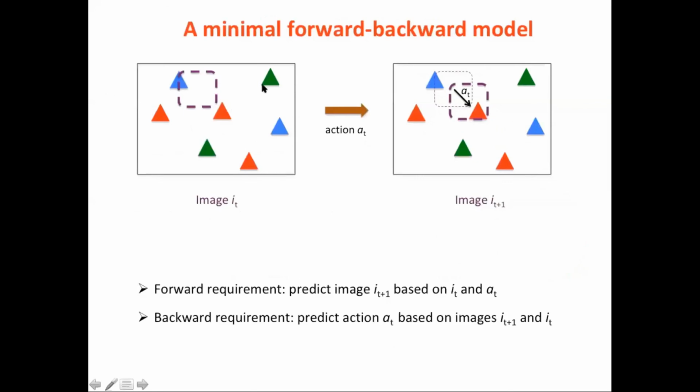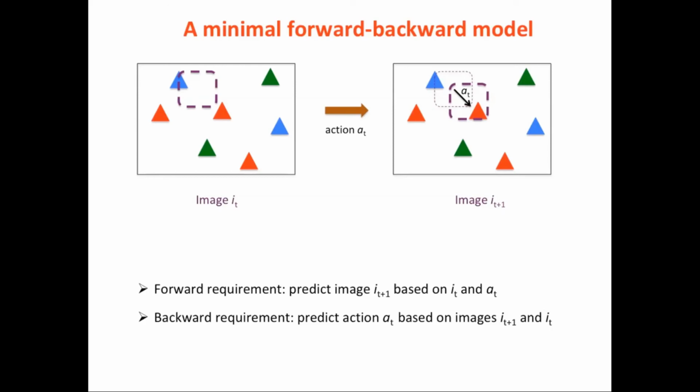Now, as the animal is moving, then this retina, which is represented by this box here, is moving, and depending on the action, it will see the world and the set of objects in a different way. So what we will do is build first a minimal model, which has 2 requirements. The forward requirement. If we have an image at time t, I of t, which is provided by the retina, and we do some motor action A at time t, then the model should be able to predict the new image at time t plus 1. That's the forward prediction requirement.